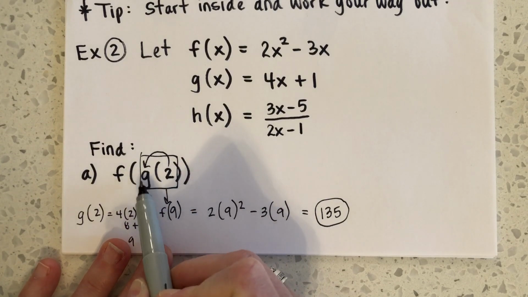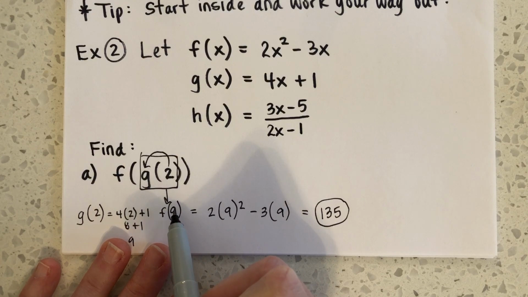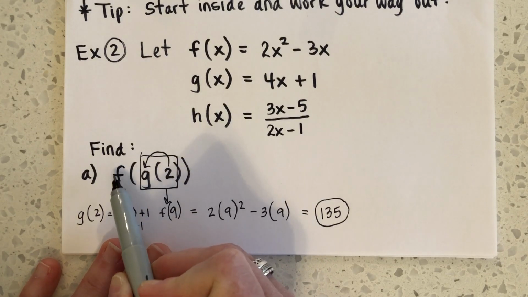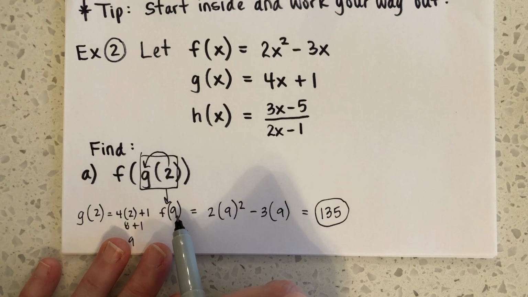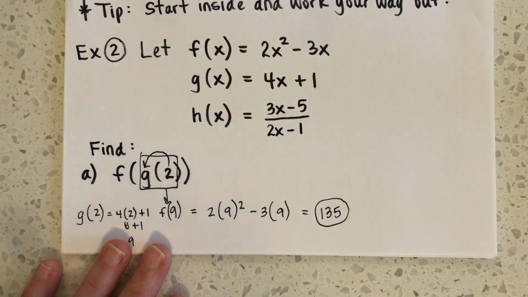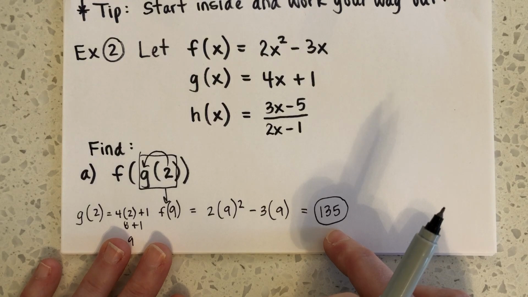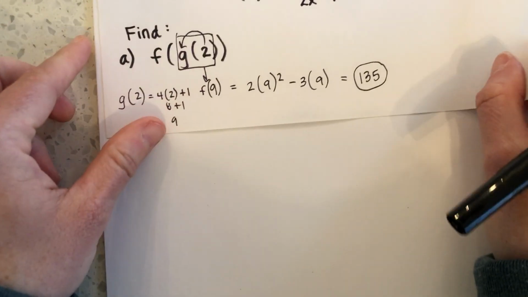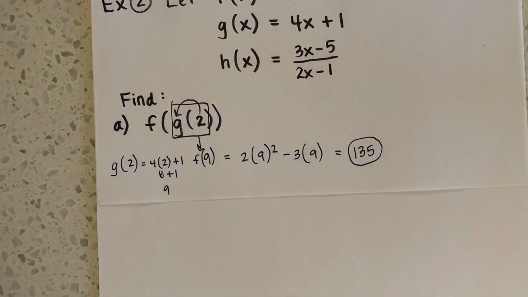First you plug 2 into g, get a number. We got 9. Then you plug that number into the outside function f. So then we had to find f of 9. And when we found f of 9, we got 135. And then that's your final answer. Okay? So again, these ones could take some getting used to, but let's try it again.